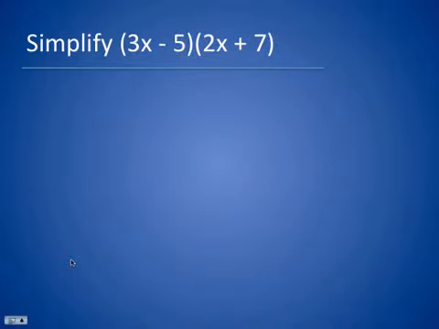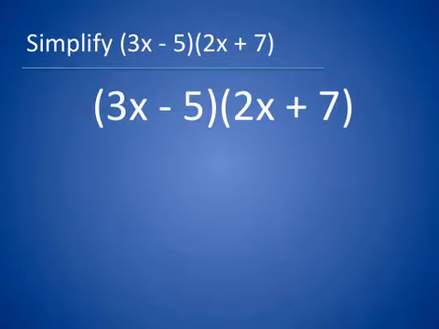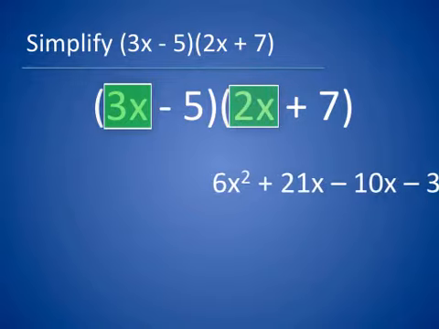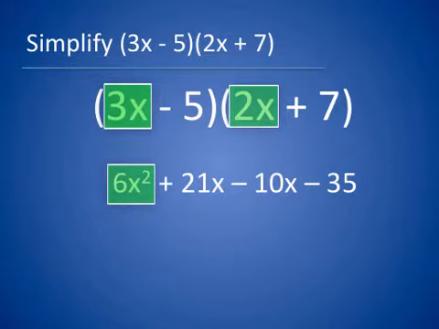Okay, let's look at example 2. We're going to multiply these two binomials using the FOIL method. When you look at the first two terms in these binomials, you have 3x and 2x. When you multiply those together, you end up with 6x squared.